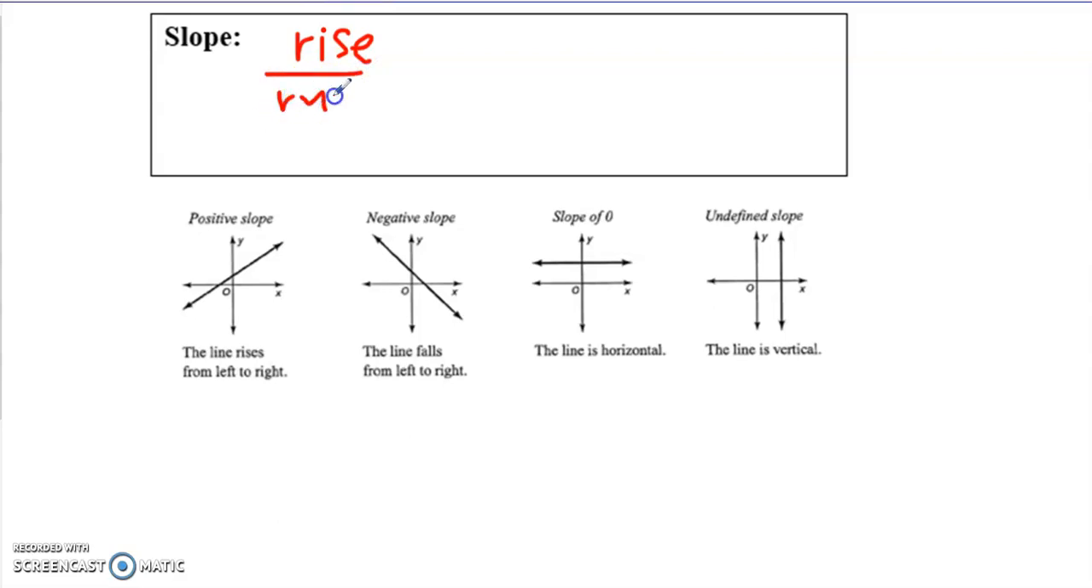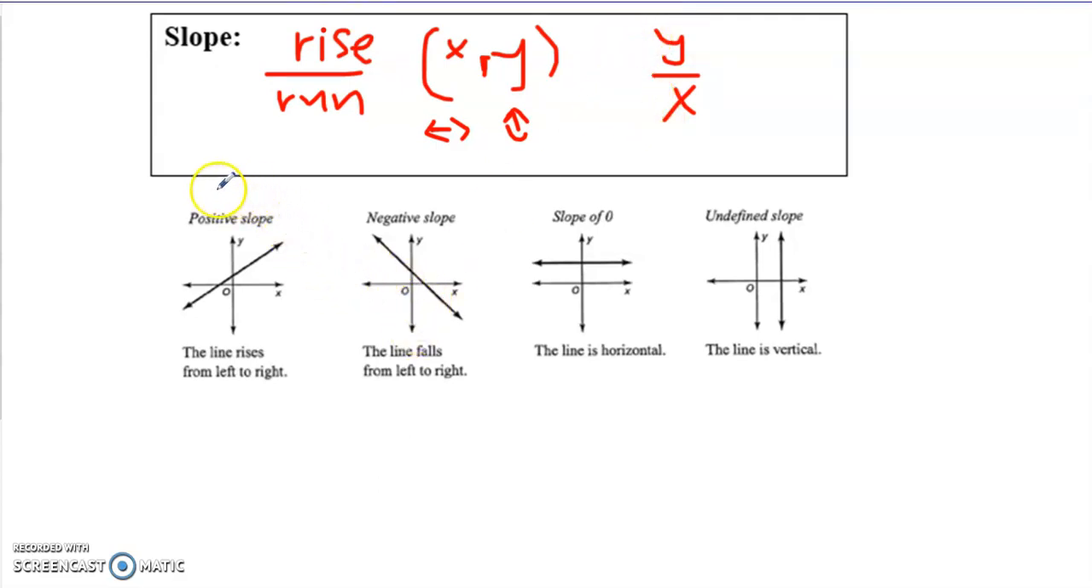over the run. So if we have xy coordinates, our x tells us to move left and right, our y tells us to move up and down. So our rise correlates to the y, and running is side to side, so that's the x. So rise over run means y over x. We're talking about the change in the y and the x.